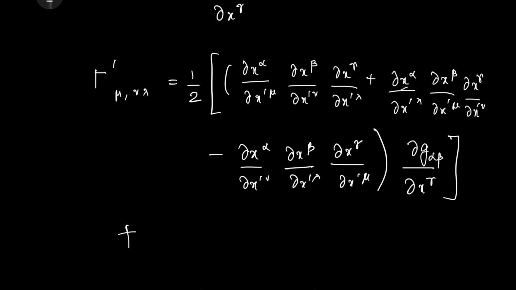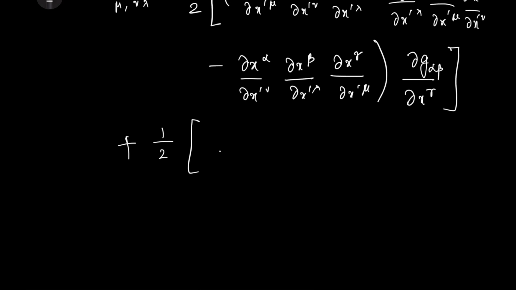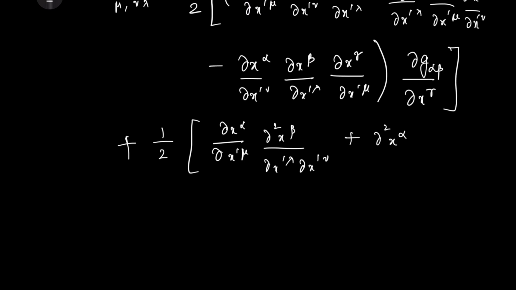now the second bracket, there also I have to do the same step, x alpha, x prime mu, x beta, x prime lambda, plus x beta, x prime mu multiplied by g alpha beta.